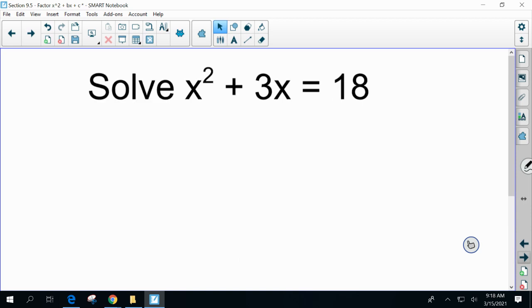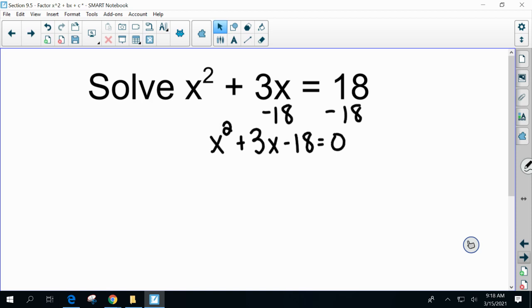Okay, the next one looks a little different. It says solve, which means we're actually gonna calculate the answer for x. So before I factor anything, the rule is that everything has to be one side, 0 on the other. So the first thing I need to do is subtract 18 over. So then I'm going to have x squared plus 3x minus 18 equals 0. So now I can factor, but I cannot factor until everything's on one side.